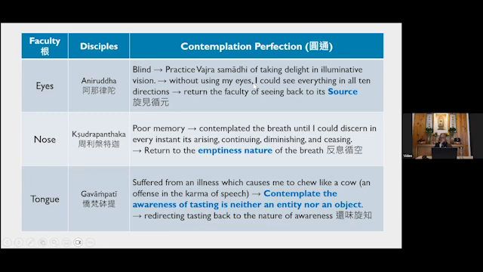So that's one case: you are blind, but you can see everything. Now you're not using these organs, you're using the essence of seeing, which is shared among all the other 5 faculties. Okay, so how about this? Use the nose, basically breathing.